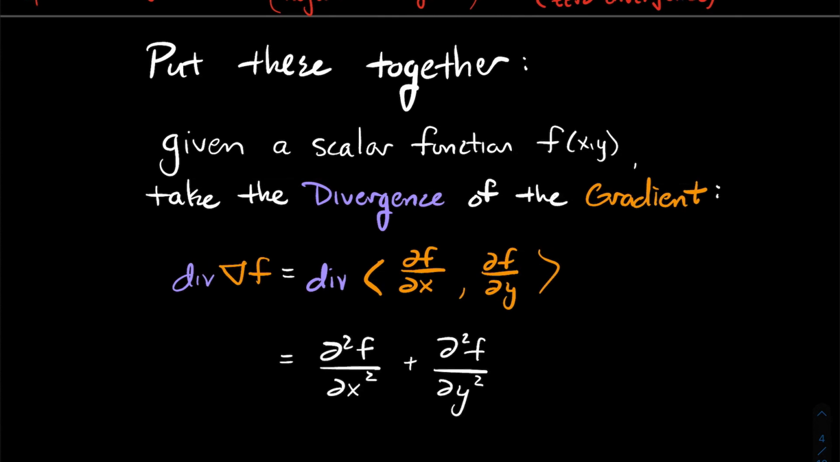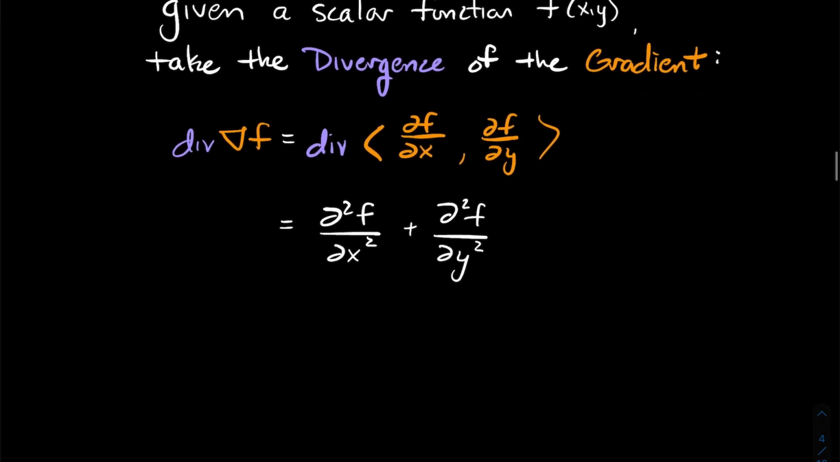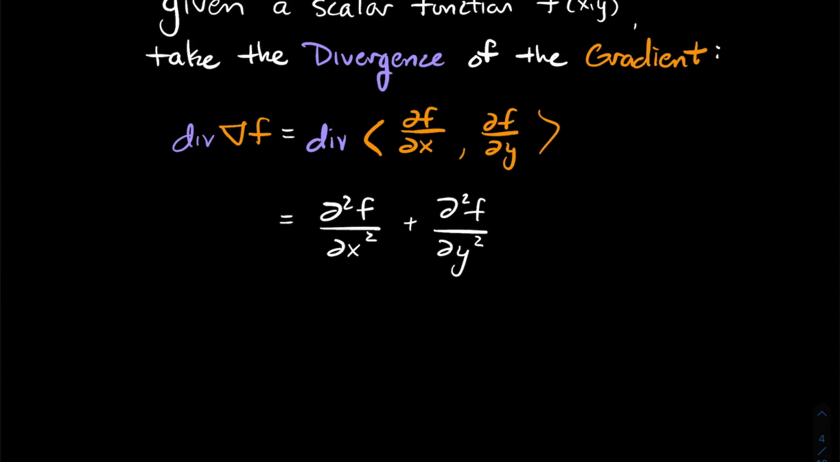If I differentiate the first slot again, I get the second partial of f with respect to x. And if I differentiate the second slot of the orange vector with respect to y, I just get the second partial of f with respect to y. And that should look pretty familiar to you. And I'm going to make it more apparent in just a moment.